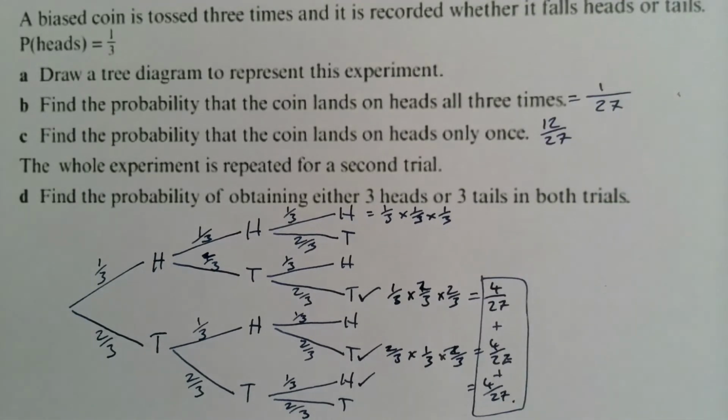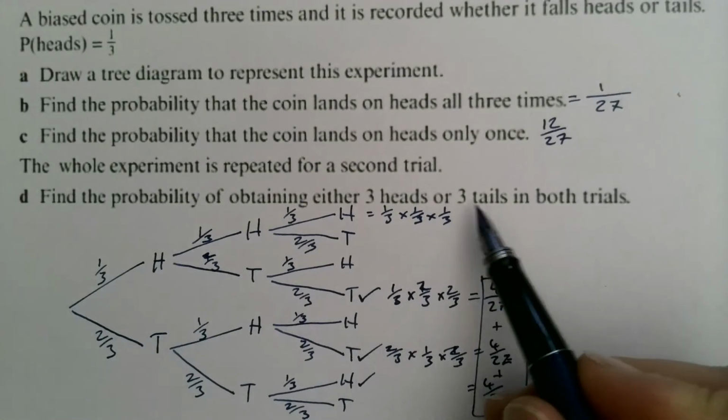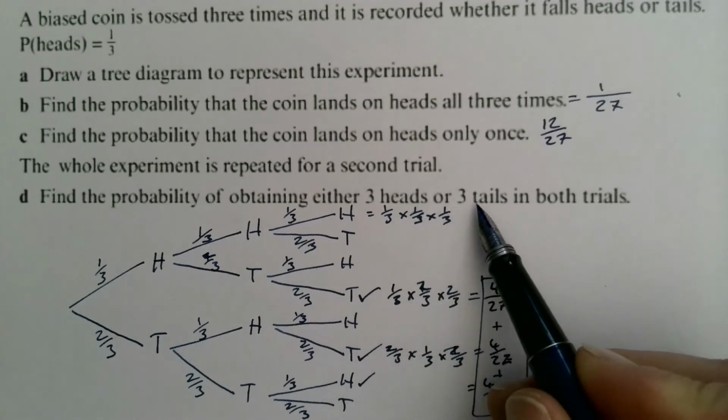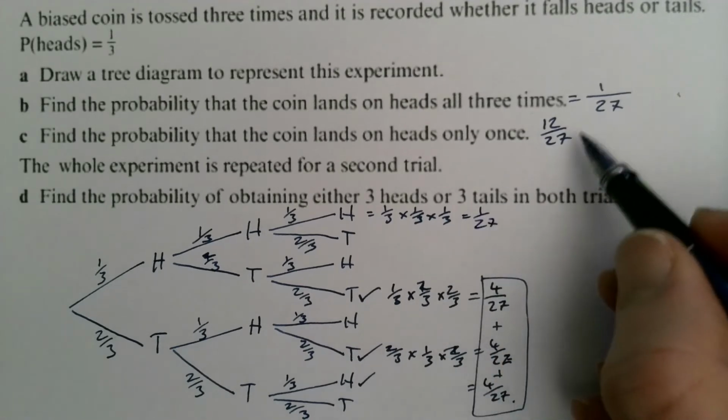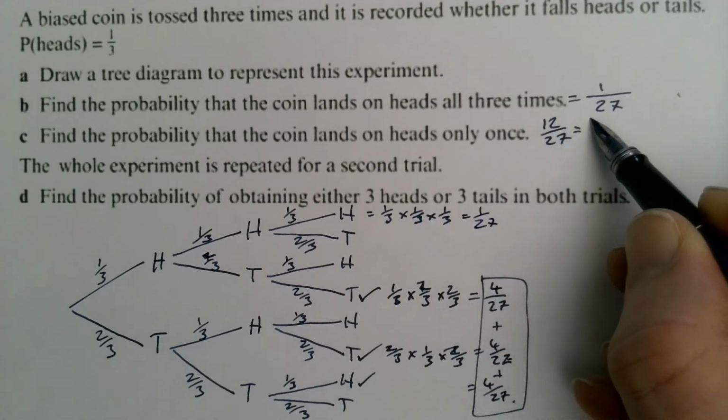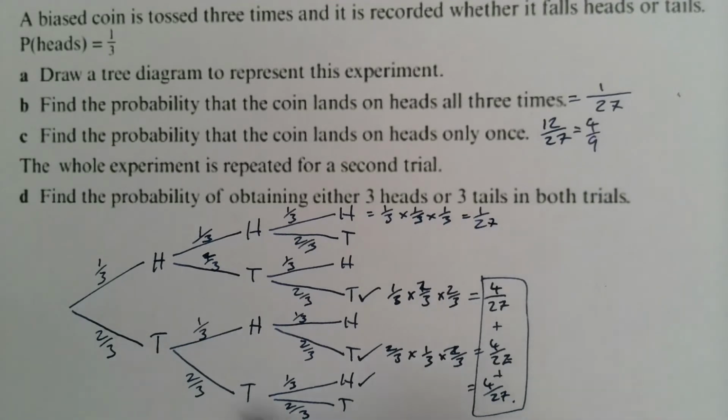The whole experiment is repeated again. Find the probability of obtaining either 3 heads or 3 tails in both trials. Okay, so this is going to take a little bit of thinking. First of all, we've got to think about either 3 heads or 3 tails in one of the trials, which is what we've got here. So we've got 1 over 27 there. Oh, incidentally, that could be simplified, can't it, 3 goes into that, 4 over 9 you might have had there. Then if we come down here, we've got 2 times 2 times 2, which is 8 over 27.